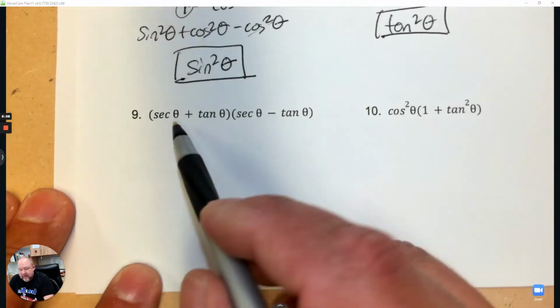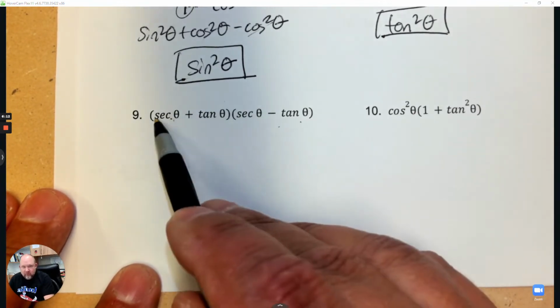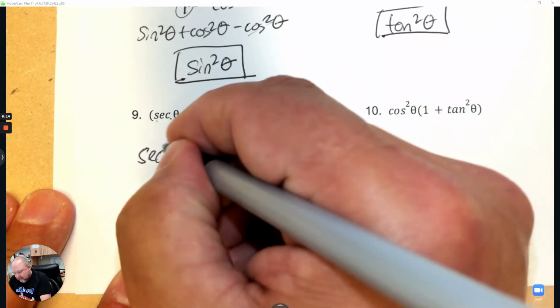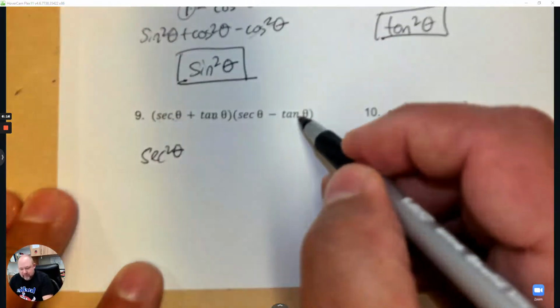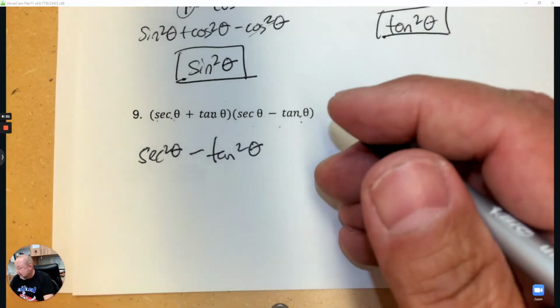Again, I noticed that we have a difference of squares. They're exactly the same except one's adding, one's subtracting. So we're going to go first times first, which is secant squared. Last times last, which is negative tangent squared. And then I'm going to use the same identity that I just did.